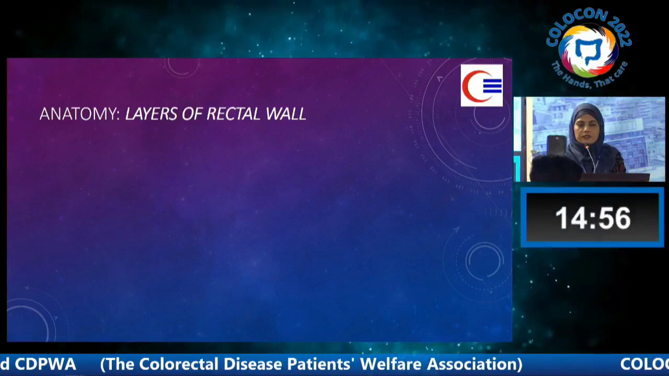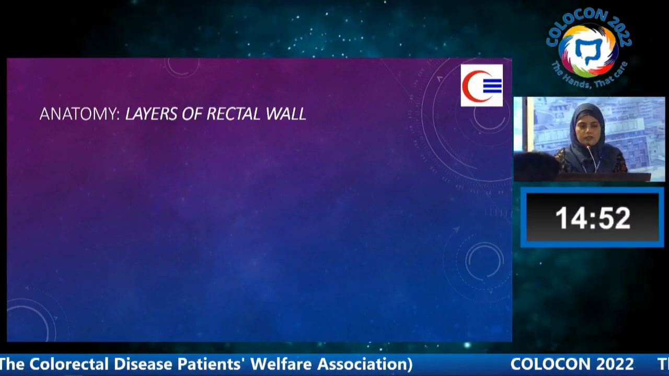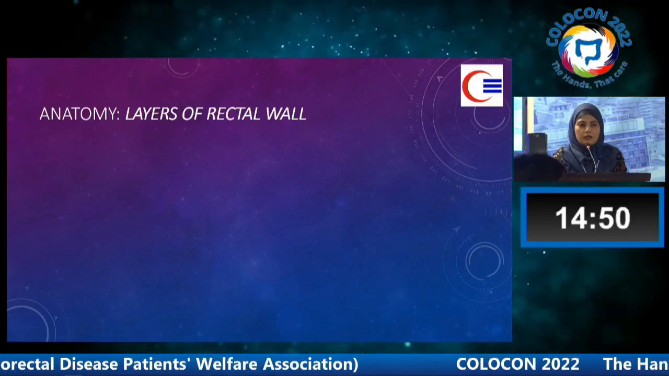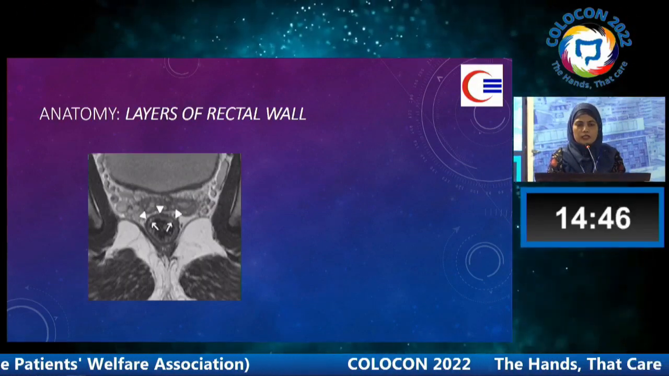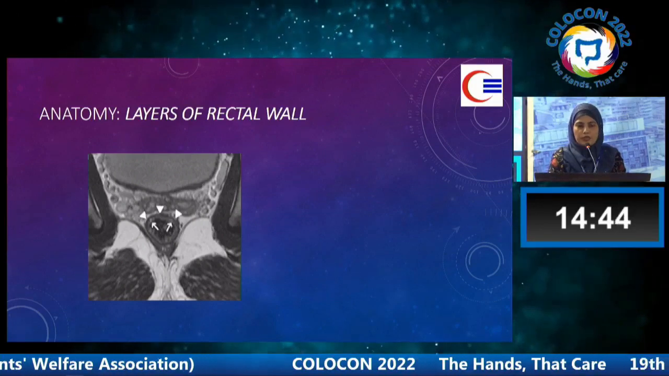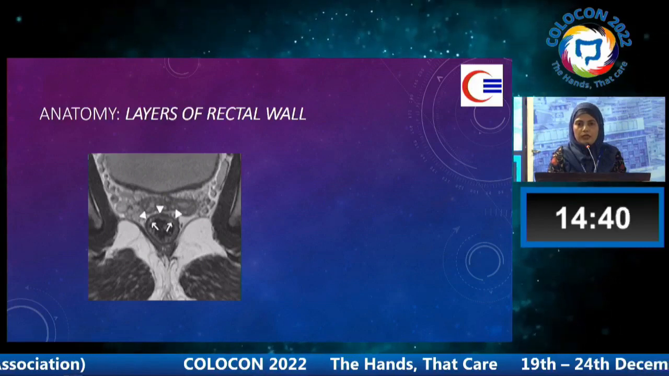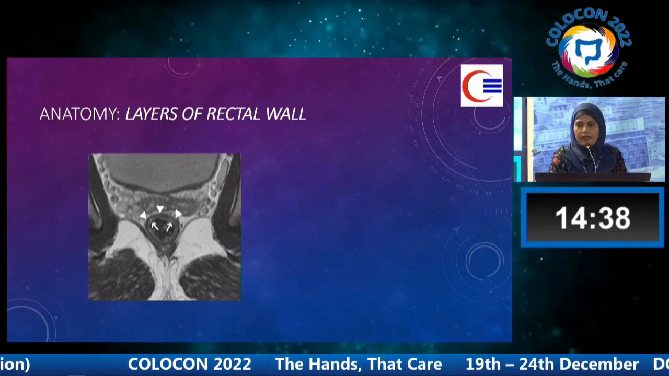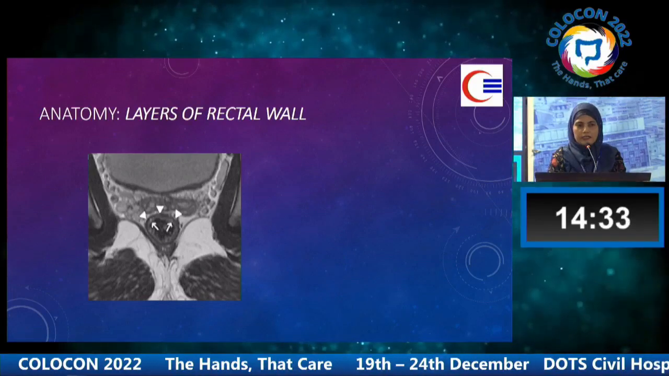Diagnosing rectal cancer is very important, and before diagnosis, we must know the normal anatomy of the rectum. The rectal wall actually comprises 3 layers. These are mucosa, submucosa, and muscularis propria. Among them, mucosa and muscularis propria are low in signal intensity or black on MRI. The intervening submucosa is bright or high signal intensity.